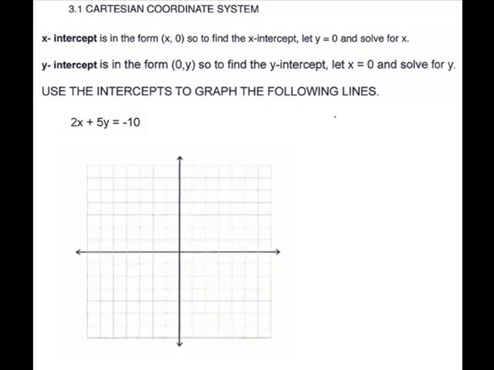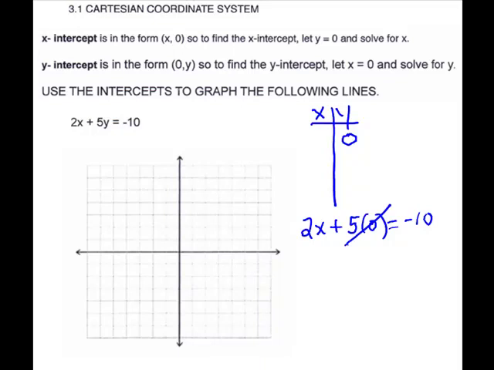So we'll make a table. And if we want the x-intercept, we're going to choose 0 for y. So write it down, and then we'll plug it in. So 2x plus 5 times 0 equals -10. 5 times 0 will cancel out. 2x equals -10. Divide by 2. X will equal -5. So that's our x-intercept. And then we will switch and plug 0 into x, which will give our y-intercept.